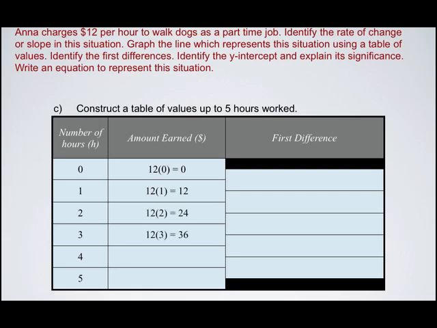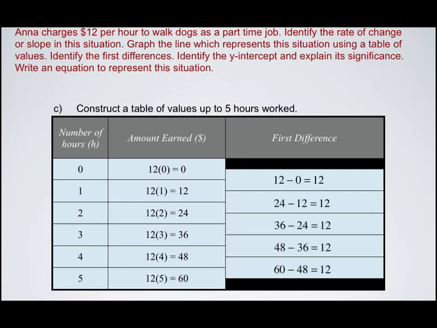For 3 hours worked, she makes $36. For 4 hours worked, she makes $48. And for 5 hours worked, she makes $60. The first differences in this are all a constant value of 12. This means that the rate of change of her pay is $12 per hour, which matches up with the question.